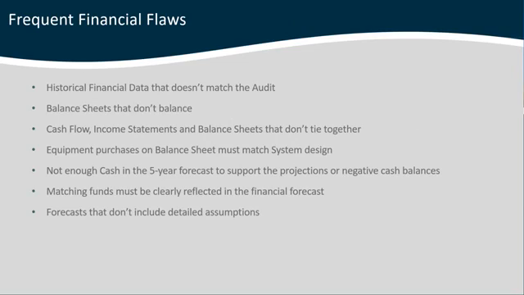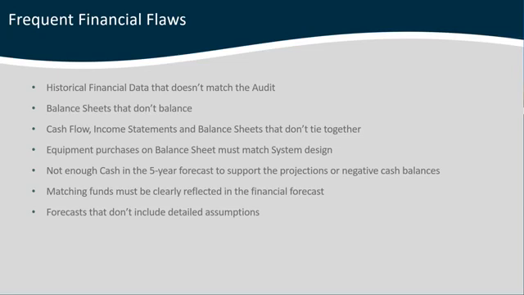In terms of frequent financial flaws, here are just a few. Historical financial data doesn't match the audit, so sometimes people provide that and it doesn't tie to the actual projections that they're making. Sometimes people make basic financial errors like balance sheets that don't balance, or cash flow, income statements, and balance sheets that don't tie together. Equipment purchased on the balance sheet must match the system design. So if you have a grant project of $1 million, that should be consistent with what's flowing into your financial projections.